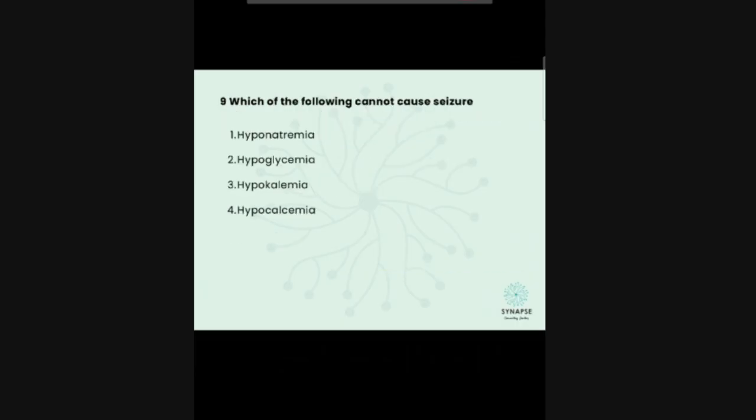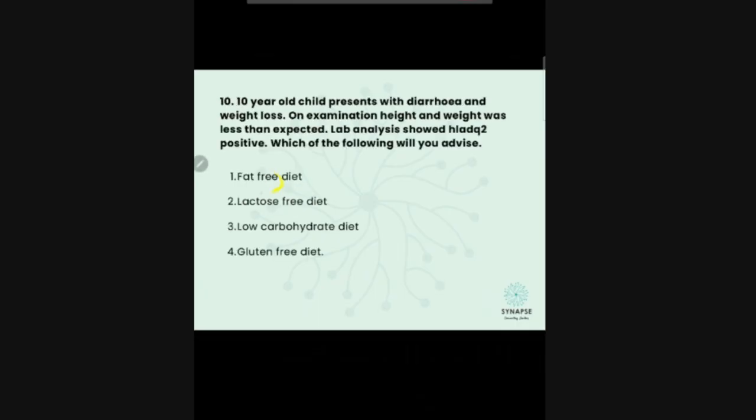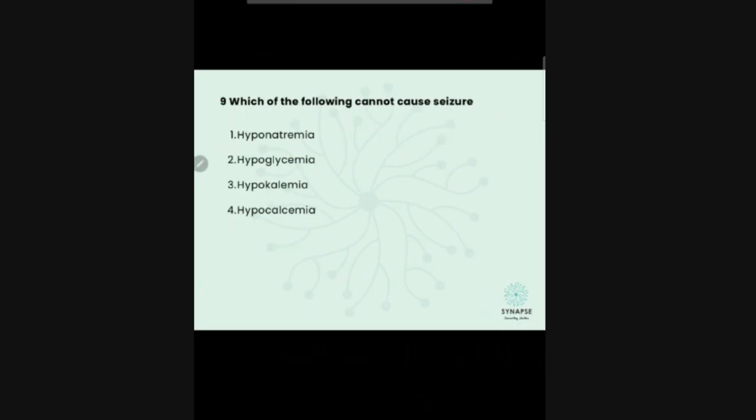Next, which of the following cannot cause seizure? Almost we know. Electrolyte abnormalities cause seizures. Hypoglycemia can cause seizures. In electrolyte abnormalities, hyponatremia, hypocalcemia, and hypomagnesemia can cause seizures. But hypokalemia can never cause seizures. Hypo and hyperkalemia can never cause seizures. So this is also a repeatedly asked question.